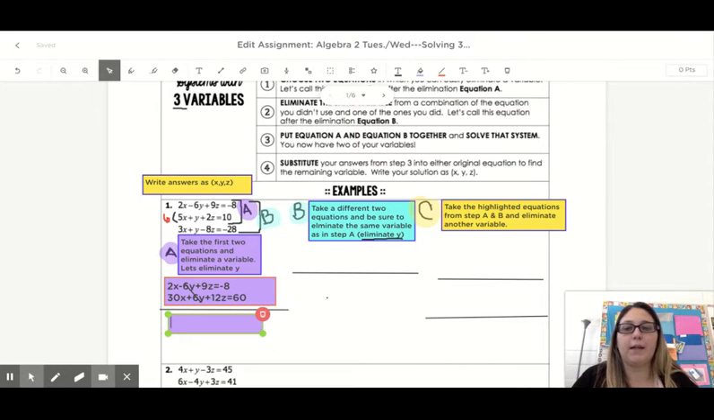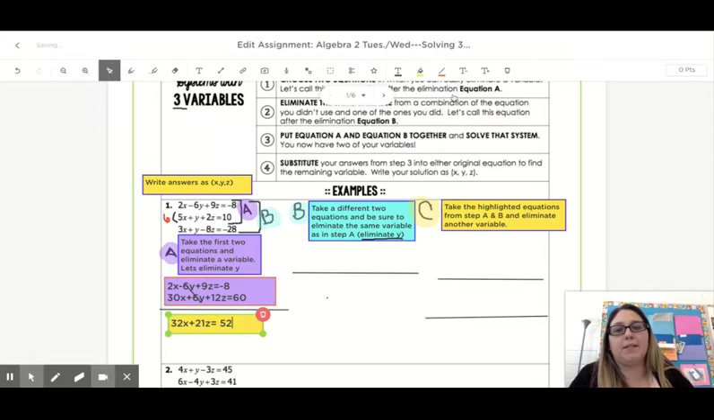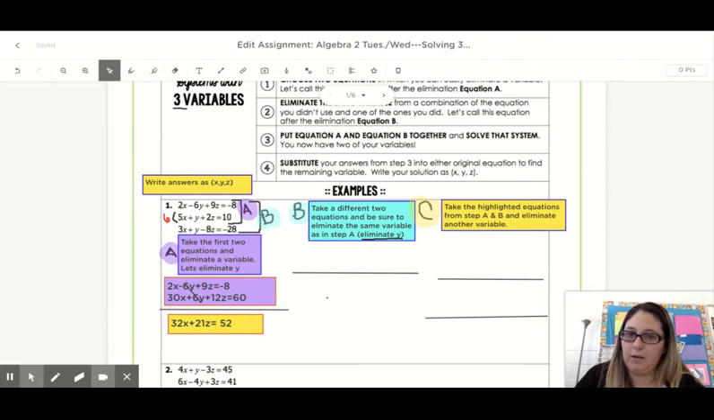So I have 2x plus 30x, so that gives me 32x. The y's are now gone. Then I have a positive 9z and a 12z, and they're both positive, so I'm going to get 21z. And then I have a positive 60, but then I have a negative 8, so it's going to be 60 minus 8, and that'll equal 52. I want to save this equation. So that part is going to be saved until we get to step C, and we're just going to save that in yellow right now because yellow is step C.